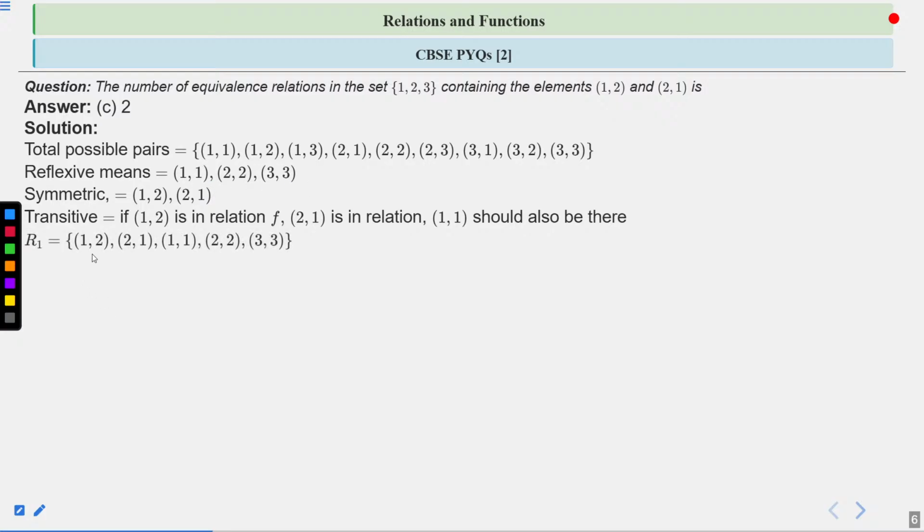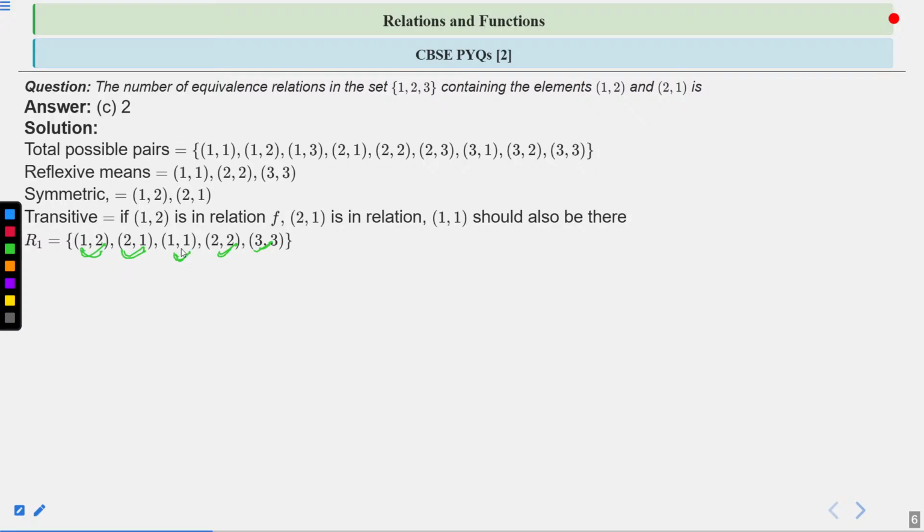So the relation R1 can be {(1,2), (2,1), (1,1), (2,2), (3,3)}. You can check that all the conditions of reflexivity, symmetricity and transitivity are satisfied while making this relation R1, right? Clear? For reflexivity, (1,1) is lying, (2,2) is lying, (3,3) is lying here. For symmetricity, if (1,2) is lying, (2,1) is also lying.